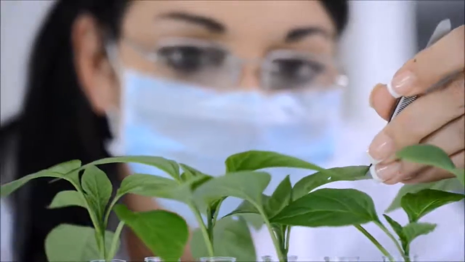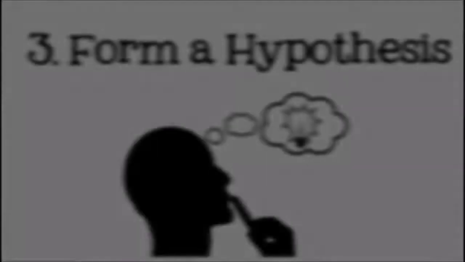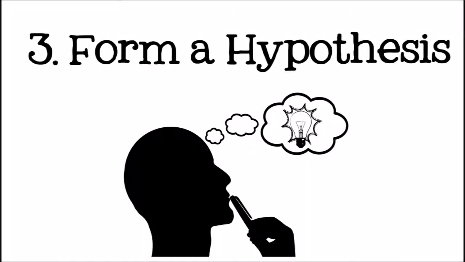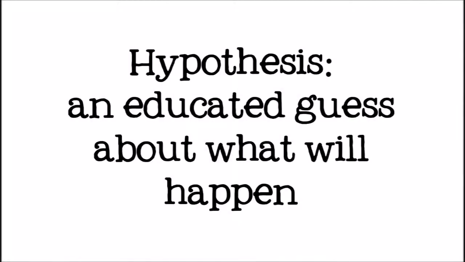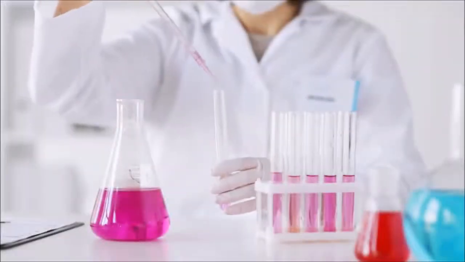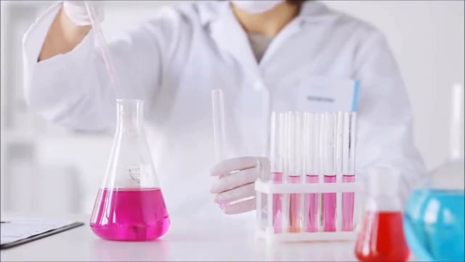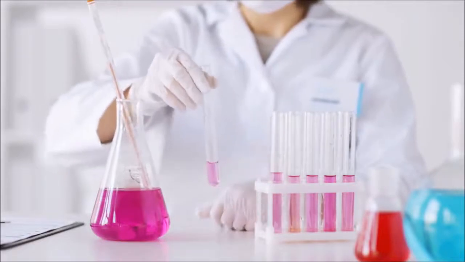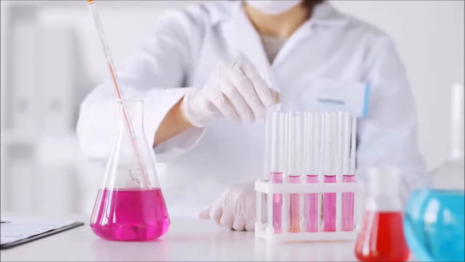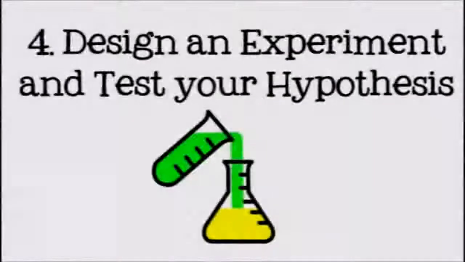Once you have observed and researched your problem, you are ready for step 3. Form a hypothesis. A hypothesis is an educated guess about how something works. In order to be useful, a hypothesis needs to be testable. This means that you can actually test it and see whether it is true or not. After you have your hypothesis, move on to step 4.